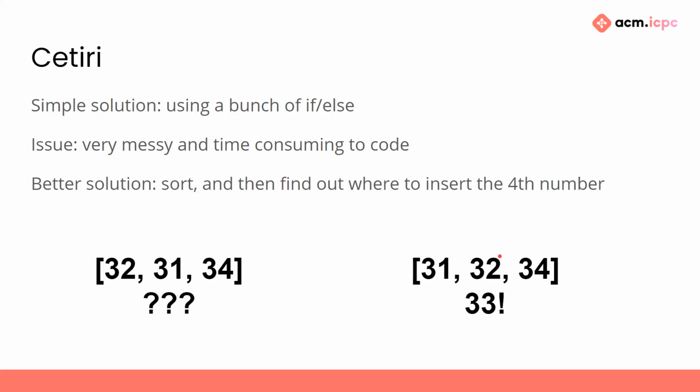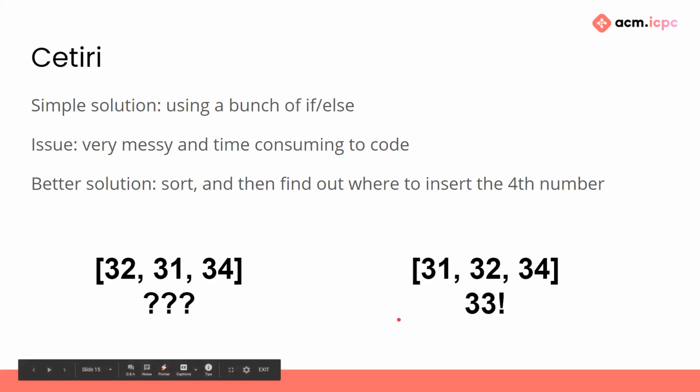And another possibility is that the two differences would be the same, right? This would be 1, this would be 1, in which case the third number would be 33. And in this situation, you could just return 34 or 30. Either subtract the common difference from the first number or add the common difference to the last number. And that's the solution to this problem.